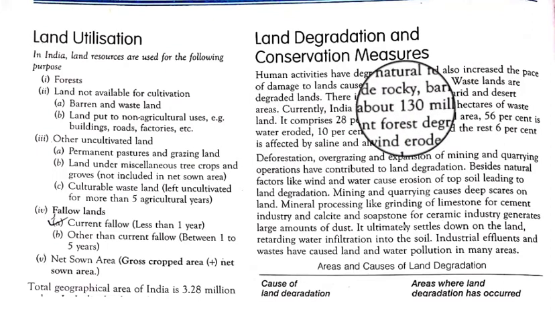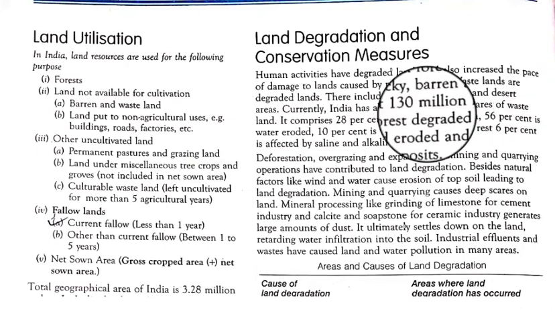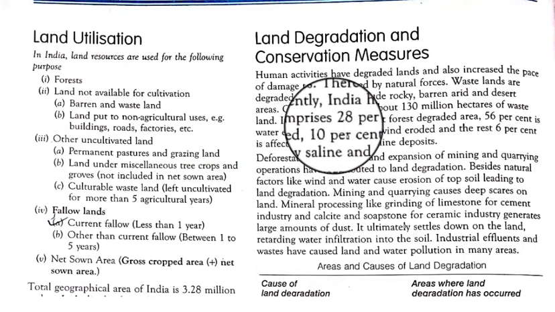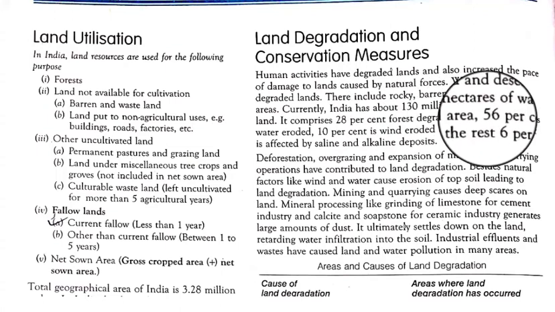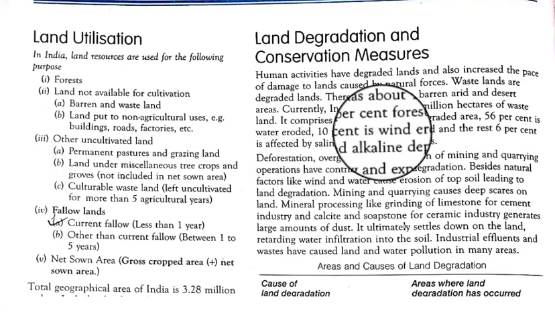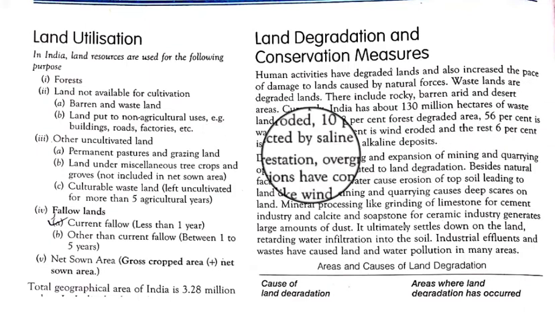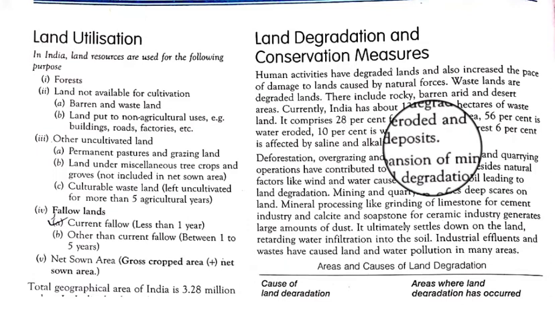Currently, India has about 130 million hectares of wastelands. That means they are not usable, and it comprises 28% forest degraded area, 56% water eroded, and 10% wind eroded, and the rest 6% is affected by saline and alkaline deposits.